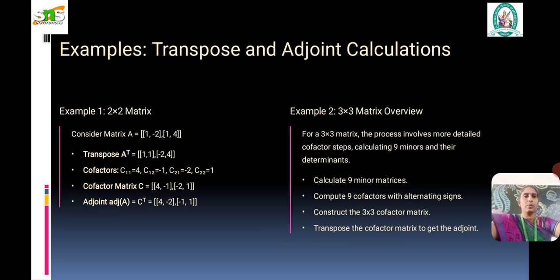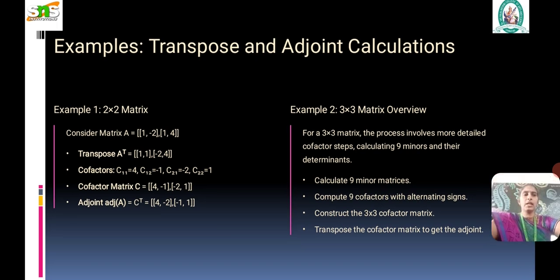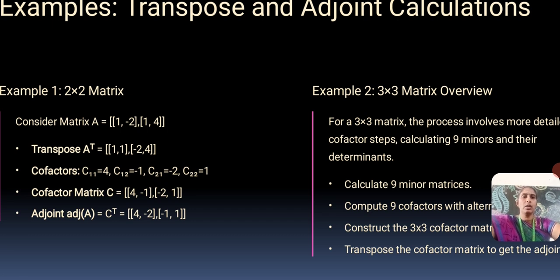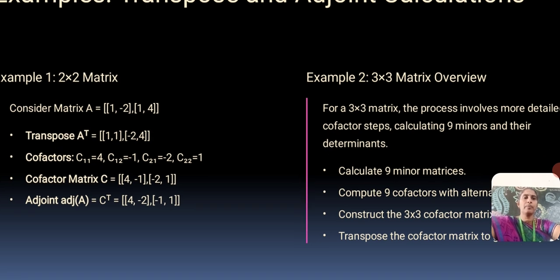Next, an example for the transpose and adjoint of a matrix. For example, take a 2 by 2 matrix given as 1 minus 2, 1 4. The transpose of the matrix is nothing but interchanging rows and columns, so A transpose is 1 1, minus 2 4. Then the cofactors are C11 is 4, C12 is minus 1, C21 is 2, C22 is 1. Then you arrange them in matrix form, that is 4 minus 1, minus 2 1. Then transpose the matrix, where rows are transformed to columns.